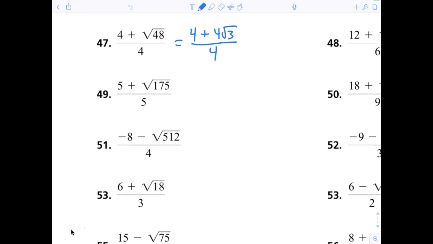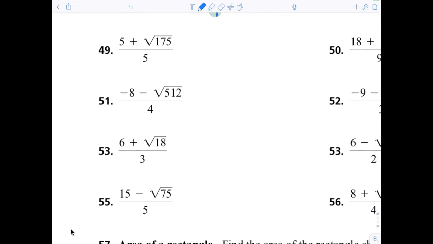Now, are all of the numbers divisible by 4? The answer is yes. This is divisible by 4, this is divisible by 4, this is divisible by 4. Notice I'm only highlighting the rational numbers. You divide the rational numbers. So this right here is 1 plus radical 3. I should put a 1 in there just to make sure you see it properly, because 4 divided by 4 is 1. That's the only tricky thing to me. Does anybody have any questions? All right, let's try 175.